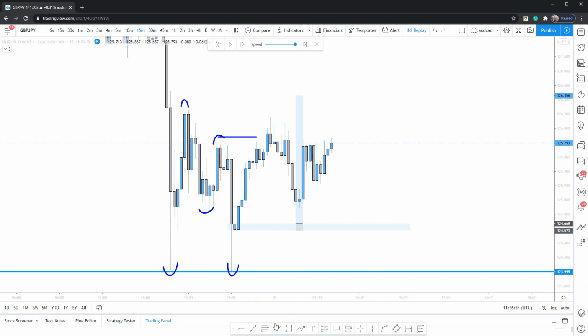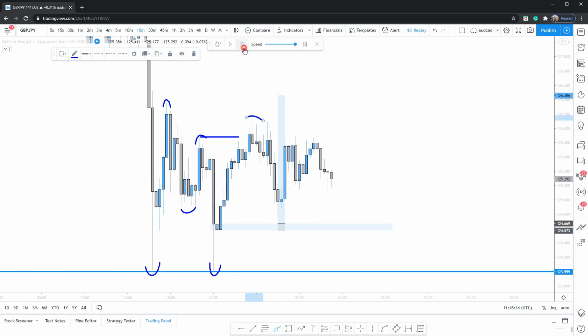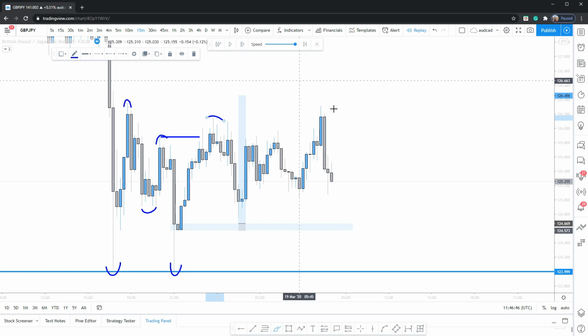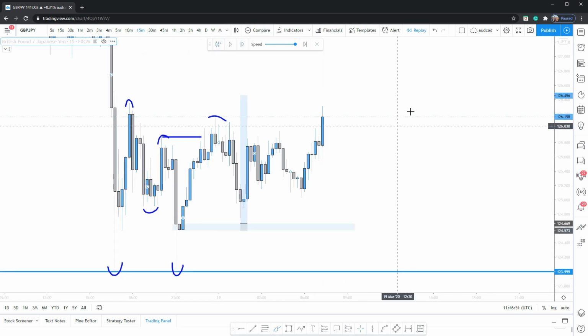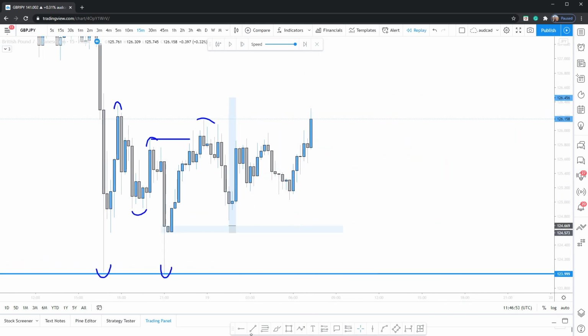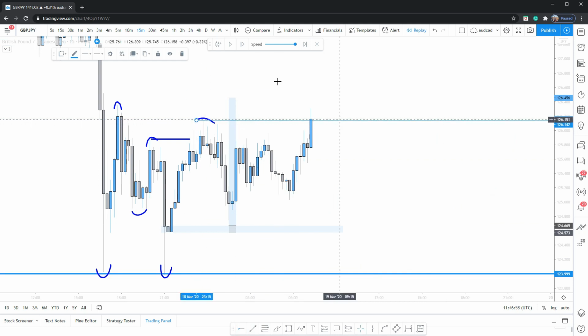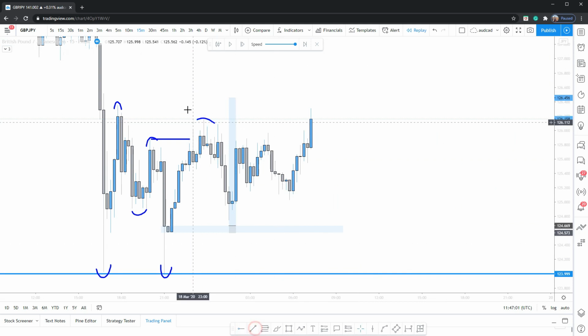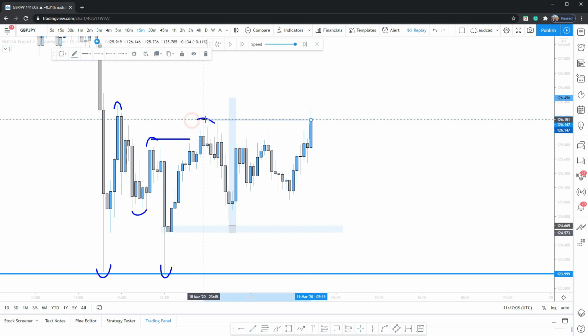The structure break that we need to look for now: we create this low, and now we create this high. So we want to see a break of this structural high, right? That's what we want to see. Okay, oh god, I've gone too quick. Sorry. Bear with me. There we go. So now that we've broken structure, and the structure break, if you can't see it, is from here. That's not what I wanted. I wanted this one. So the structure break is from here. Okay, so that broke structure.